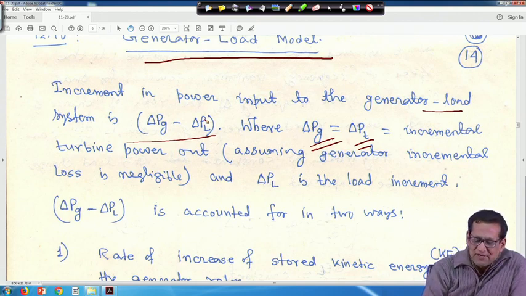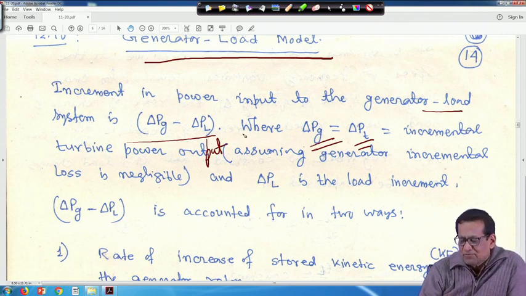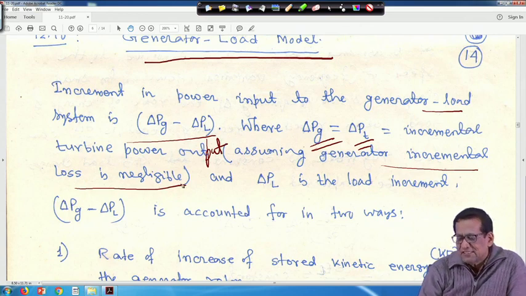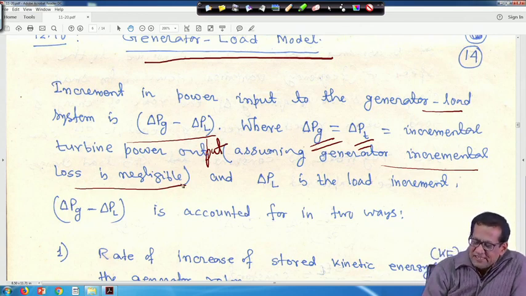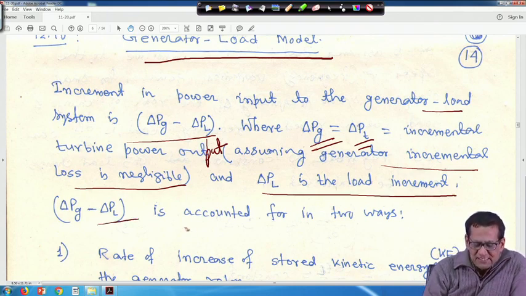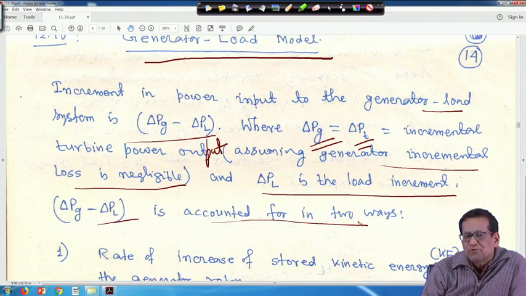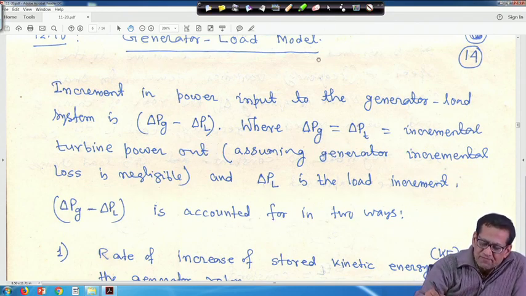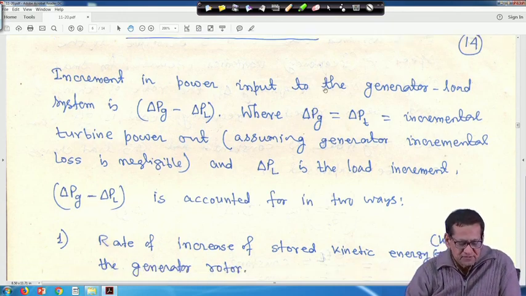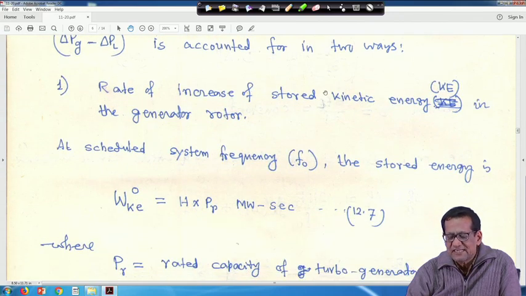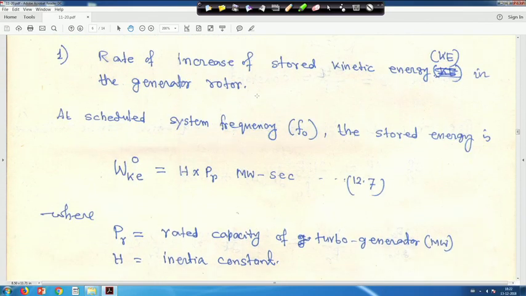So, this is the incremental turbine power output, assuming generator incremental loss is negligible, I mean it is a lossless turbine, and delta PL is the load increment, that is a small perturbation. Delta PG minus delta PL is accounted for in two different ways, so we have to consider both. The first one is the rate of increase of stored kinetic energy in the generator rotor.